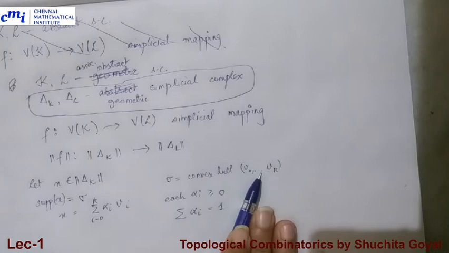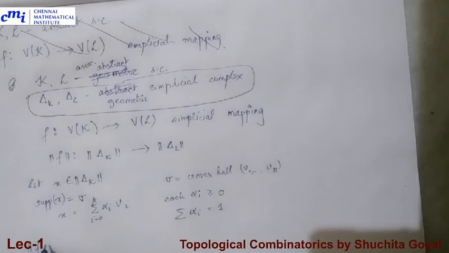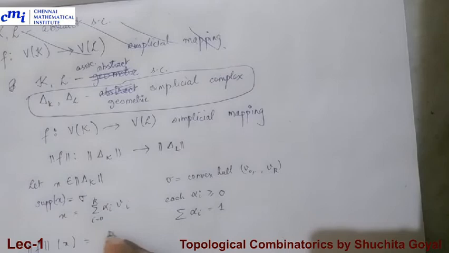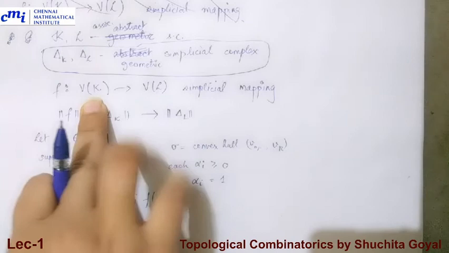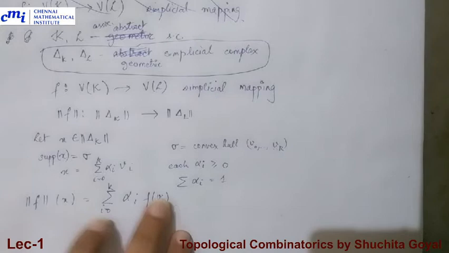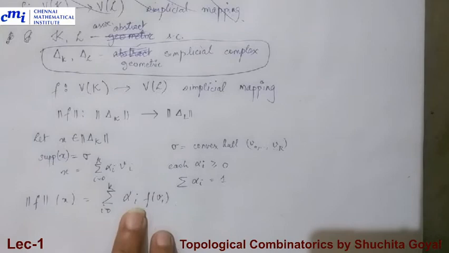So now the norm f of x, I am going to define in just the obvious way. Remember, f is actually happening on the vertex set. These are the vertices, so they happen to be here also. So f is defined on these vertices. I have taken those vertices, translated them, took the convex hull just as it was present in my delta k, and I land in delta l. This is how I extend this map.